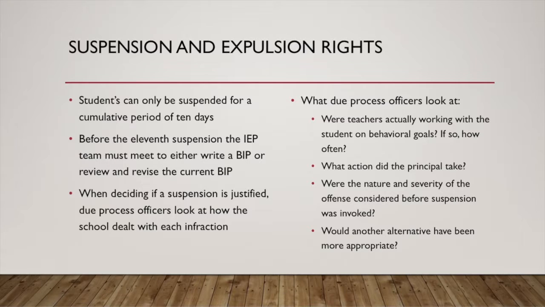When deciding if a suspension is justified, due process officers look at how the school dealt with each infraction. What they specifically look at: were teachers actually working with the student on behavioral goals? If so, how often? What action did the principal take? Were the nature and severity of the offense considered before suspension was invoked? And would another alternative have been more appropriate?